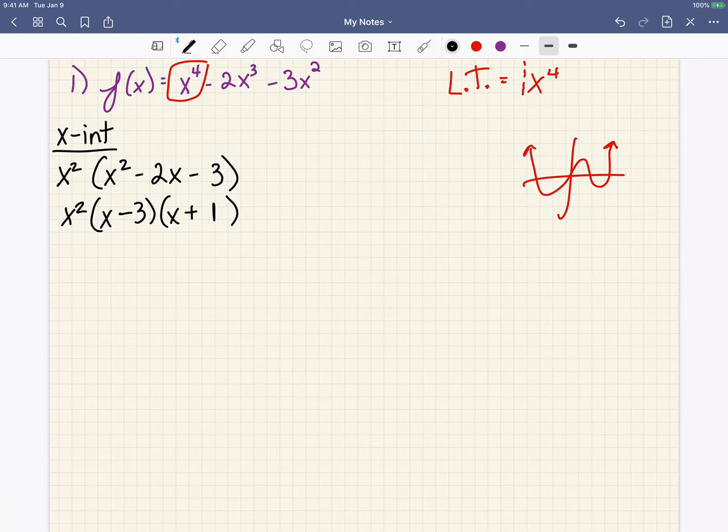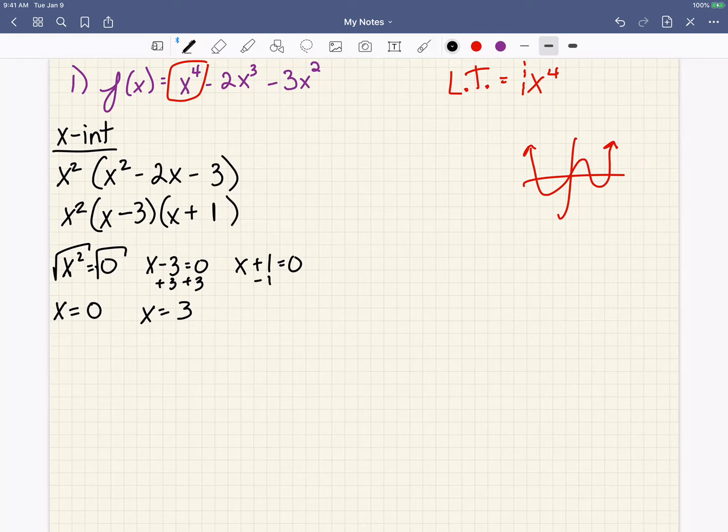Now to find those points on the graph, I need to actually do x squared equals 0, x minus 3 equals 0, and x plus 1 equals 0. So I need to square root. That eliminates my exponent, and that gives me x equals 0. I'm going to add 3, subtract 1. So those are my zeros.